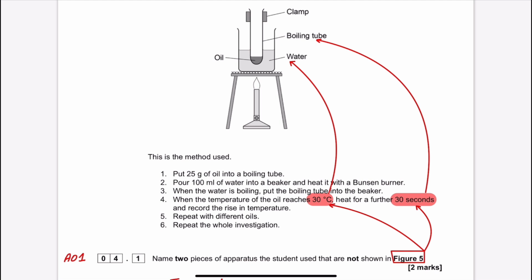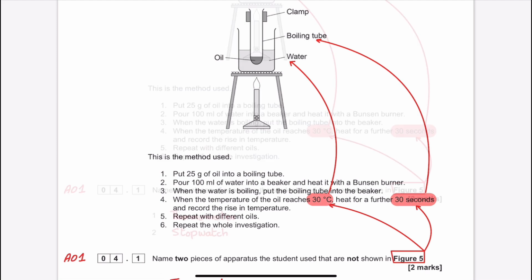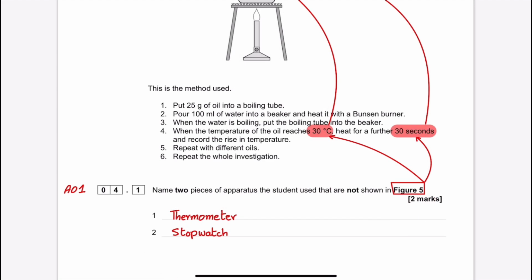In figure number 5, we can see that two pieces of apparatus are missing. One is to record the temperature, and the other is to record the time. To measure the temperature, we need a thermometer, and to record the time, we need a stopwatch. So the model answer is: a thermometer is used to measure the temperature and a stopwatch is used to record the time of the experiment.